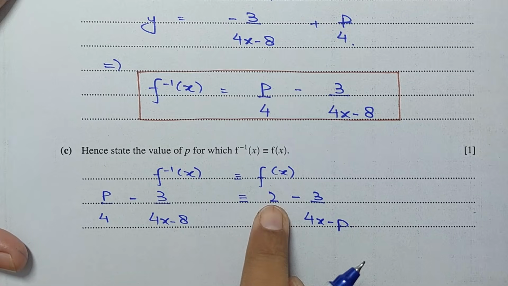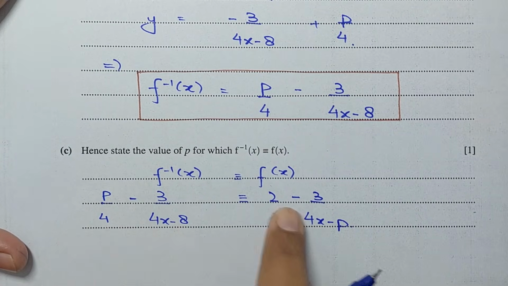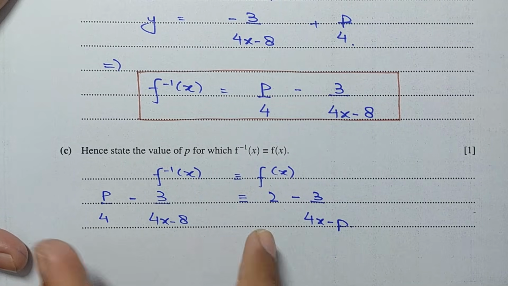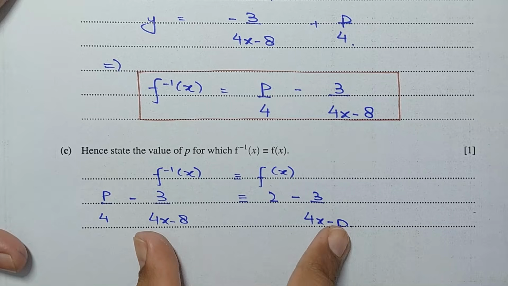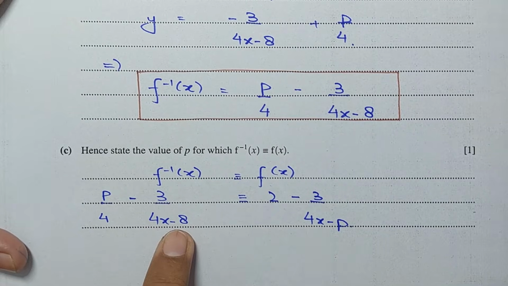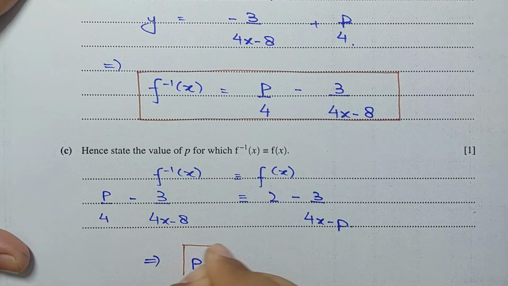If you do the comparison, this 2 would be equal to p over 4, right? So which number divided by 4 gives you 2? 8 over 4 gives you 2, right? The p value is 8. Or by comparison of this expression, negative 3 with negative 3, 4x with 4x, minus 8 with minus p, this implies the p value is 8. I hope this is clear now.